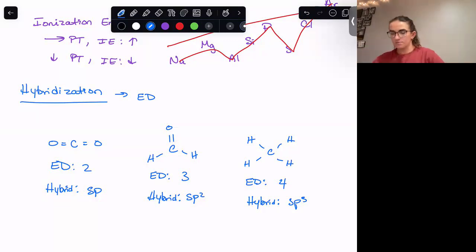Yep, of course. Right, but you just need to really identify what the hybridization could be for that central atom. So as long as you can identify the electron domains, you should be fine.